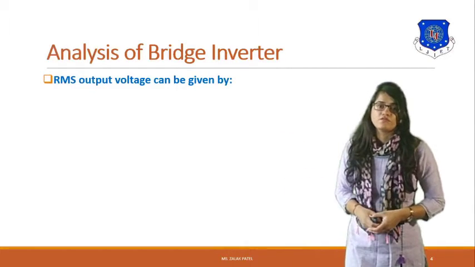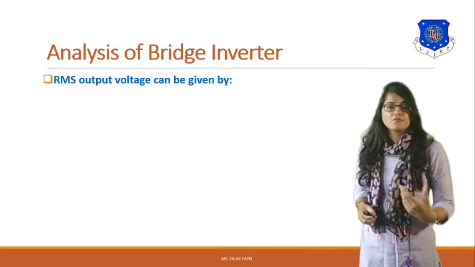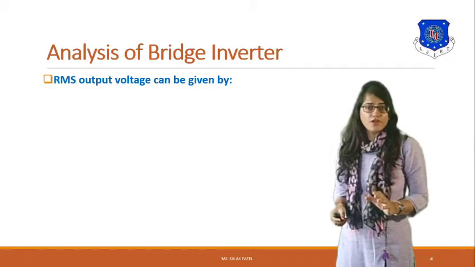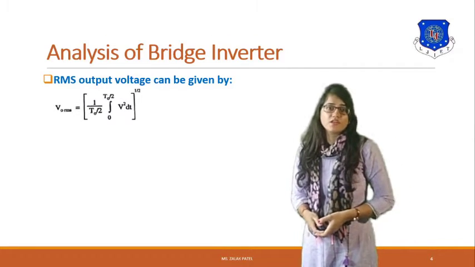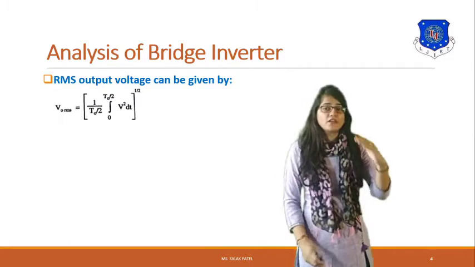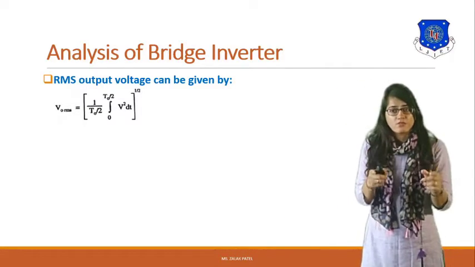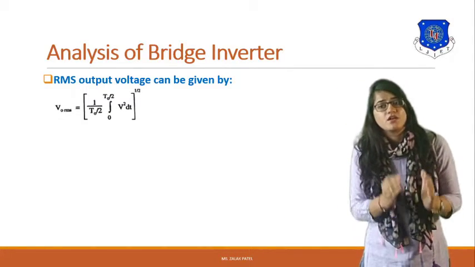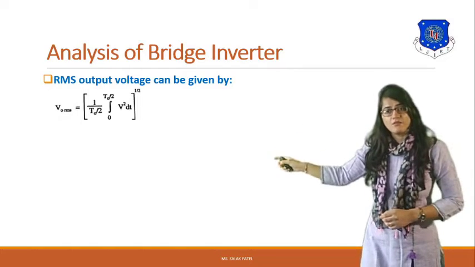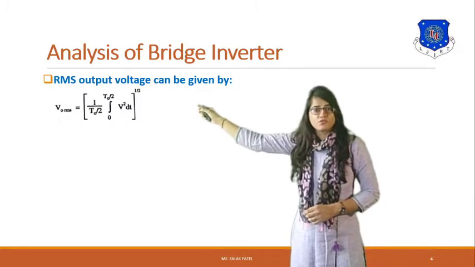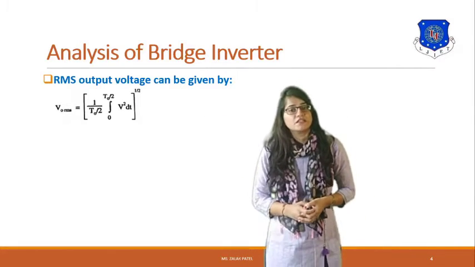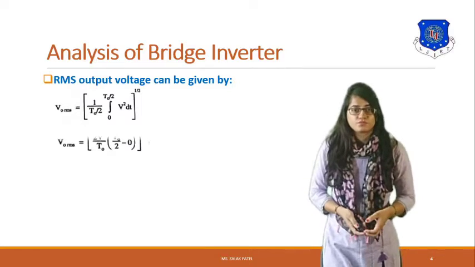For the analysis of the bridge inverter, consider the RMS output voltage. The RMS output voltage is the root mean square value of the output voltage. It can be given by the equation 1 upon T by 2. Why do we take 1 upon T by 2? Because in the positive half cycle, the time period is from 0 to T by 2. That's why we take the integration from 0 to T by 2 of V square dt, raised to 1 by 2.